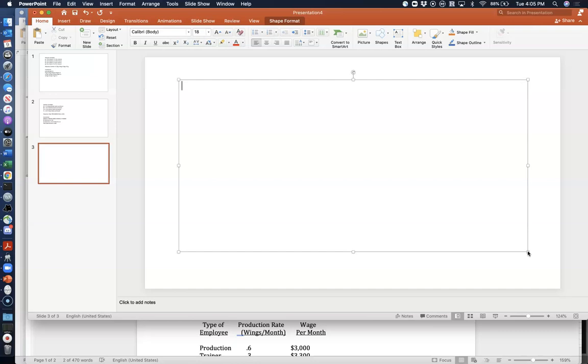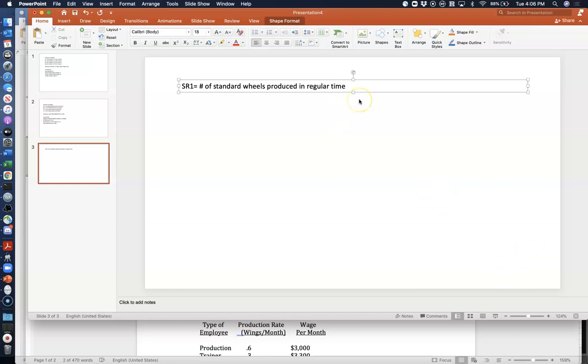So I'm going to say SR1, right? It's the number of standard wheels produced in regular time, right? Produced in regular time for month 1. So I'm going to call them month 1 and month 2. So next month is month 1. The month after that is month 2. So SR1. So S is for standard, R is for regular, 1 because first month. So those are the 3 dimensions that I have. But SR1 is a single quantity.